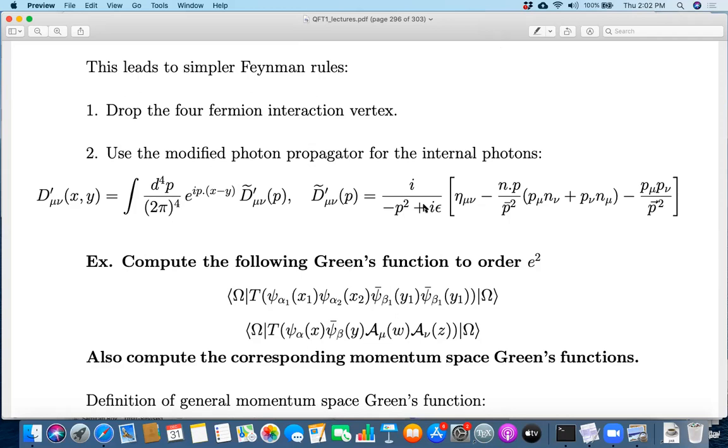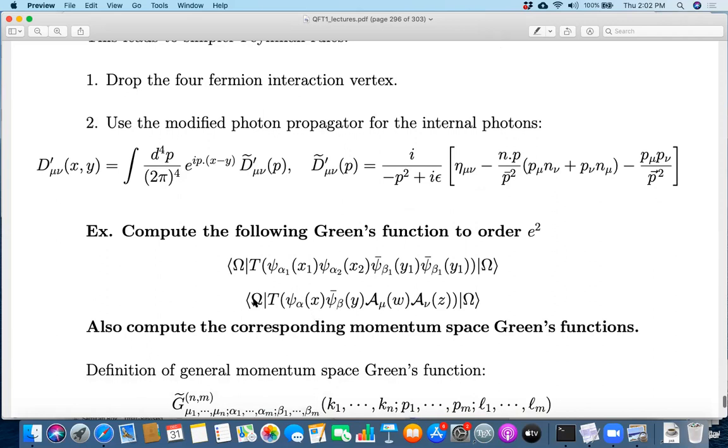So I'll leave it as an exercise for you to calculate these Green's functions. In fact, this will be part of the homework problem where I'll ask you to calculate the S matrix element. For that you have to first calculate these Green's functions. So you draw all possible Feynman diagrams for these, and then evaluate them using the Feynman rules that I have given here.